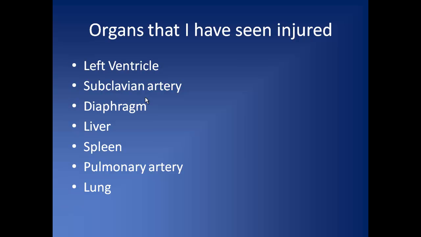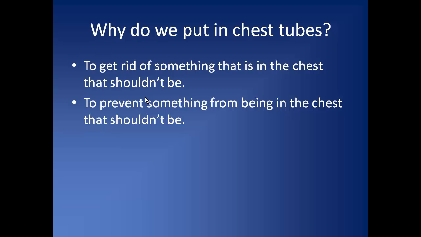And so when we're asked to put chest tubes in, we have to think about, well, why are we putting them in? Is there a good reason? And the reason why we put them in is to get rid of something that is in the chest that shouldn't be. It's just putting it very simple. Or we want to prevent something from being in the chest that shouldn't be in there.